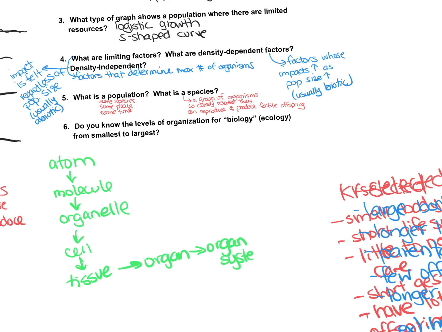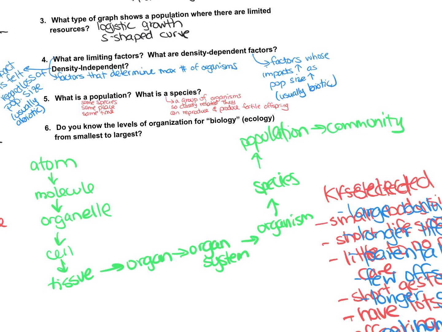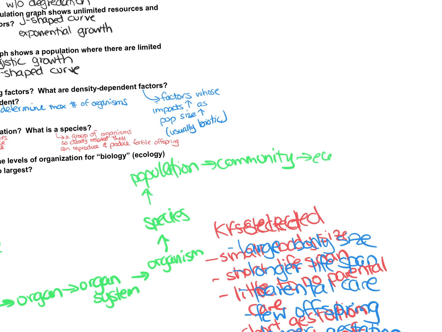Remember, your heart is an organ, but your heart in conjunction with the vasculature make up the cardiovascular body system. And then what happens? Organism. And then what happens? Species. Then what happens? Population, community, ecosystem, biome and biosphere.